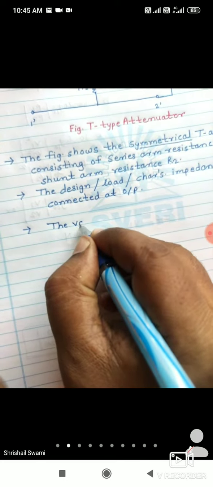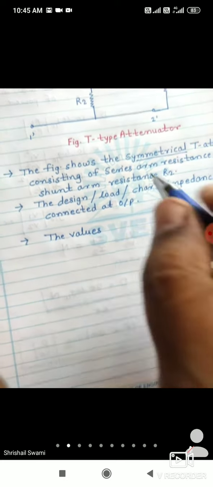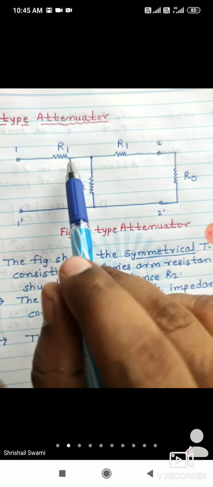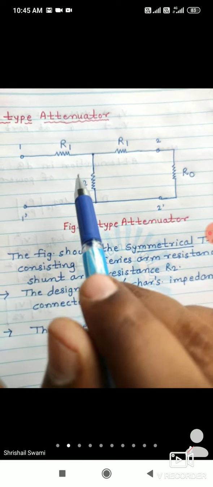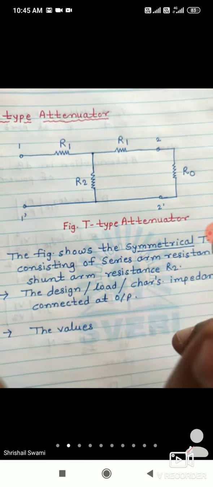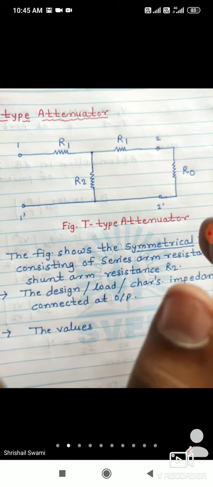Now next, the values of R1 and R2. Understood? The values of R1 and R2. We are deriving the derivation which gives the expression of R1 as well as R2. म्हणजे R1 आणि R2 चे फॉर्म्युले तुम्हाला डिझाइन करायचे. Okay, and those formulas you have to use for solving the problem or for designing the attenuator. Similar way to L and C in case of low pass filter, in case of high pass filter.